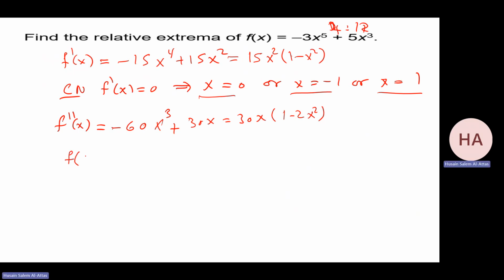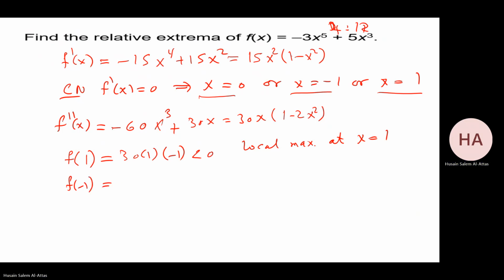Let me start backward. F double prime at 1 will be what? 30 times 1 minus 2, which is minus 1. So it's minus 30. It's a negative value. So I have a local max at x equals 1. F double prime at minus 1 will be what? Positive. That will be negative, and that will be negative. So it will be positive. So I have a local min at x equals minus 1.